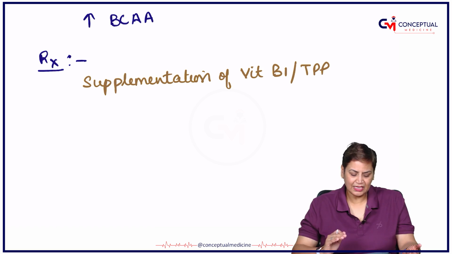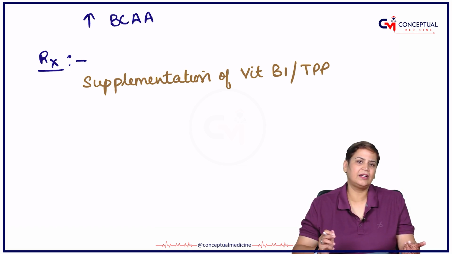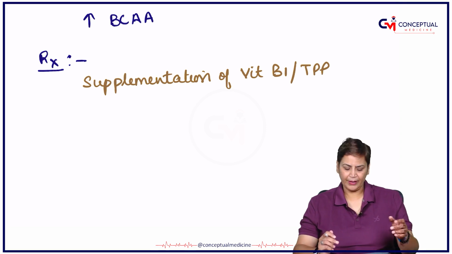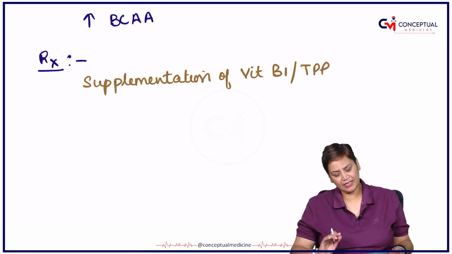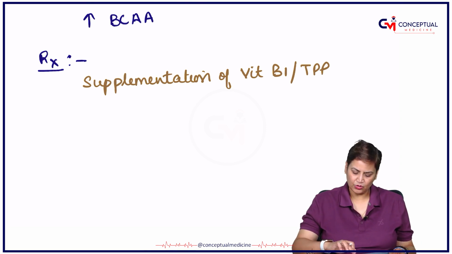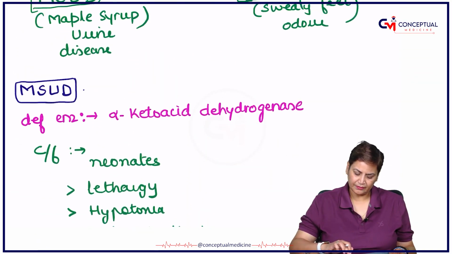So this is maple syrup urine disease, where the deficient enzyme is alpha-ketoacid dehydrogenase. In some sources it is written as decarboxylase also. So alpha-ketoacid decarboxylase, because this basically belongs to one complex. These are the clinical features and this is the treatment. So this is the first disorder.